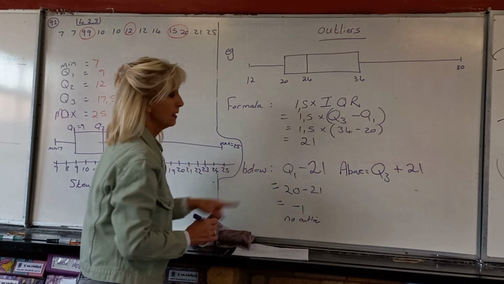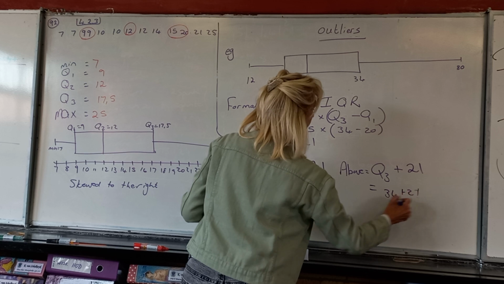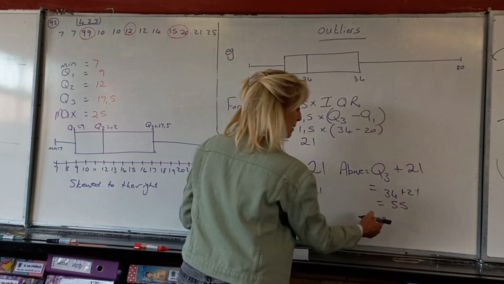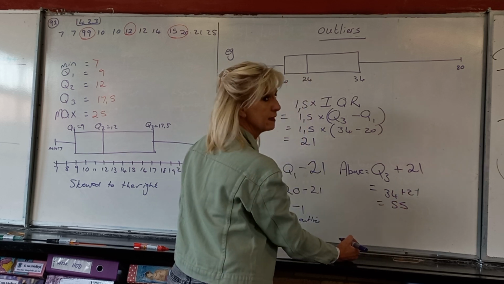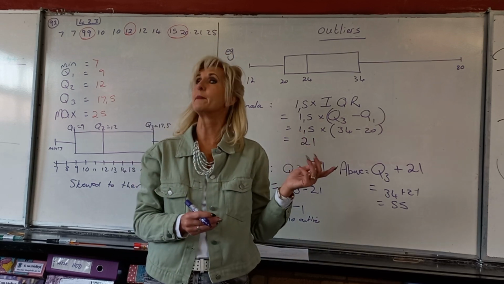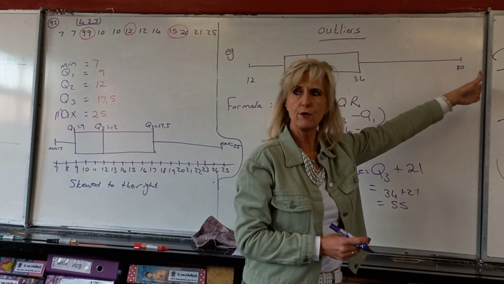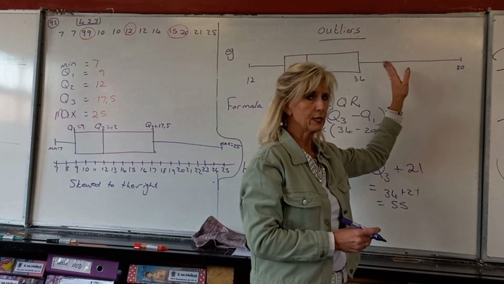Over here. For that one, Q3 was 34 plus the 21 gave me 55. Above 55? Yes. There are outliers, but what exactly they are, I don't know. I can't just say 80, but I know it's 80 definitely, because 80 was the highest data piece. What else is going on here, I don't know.